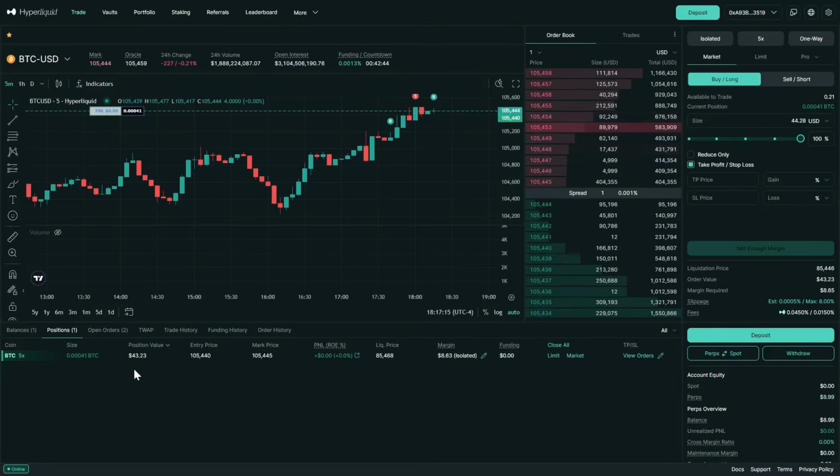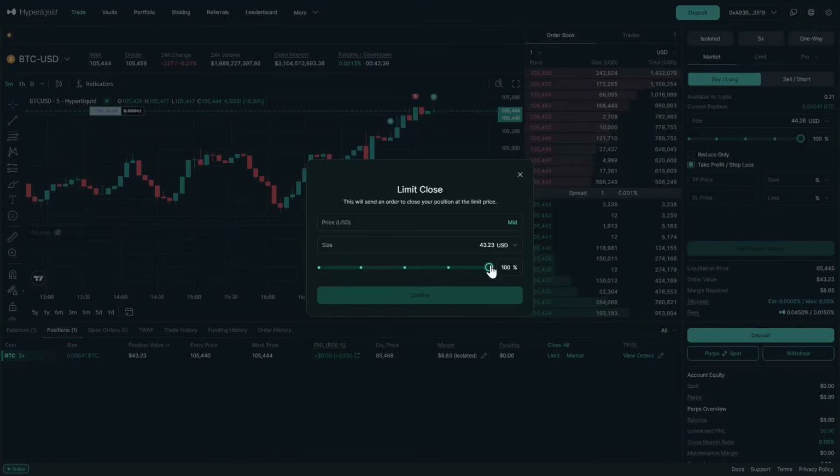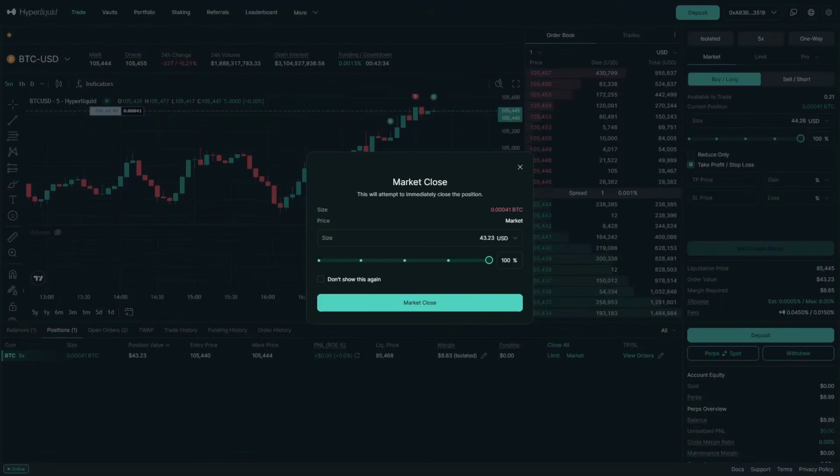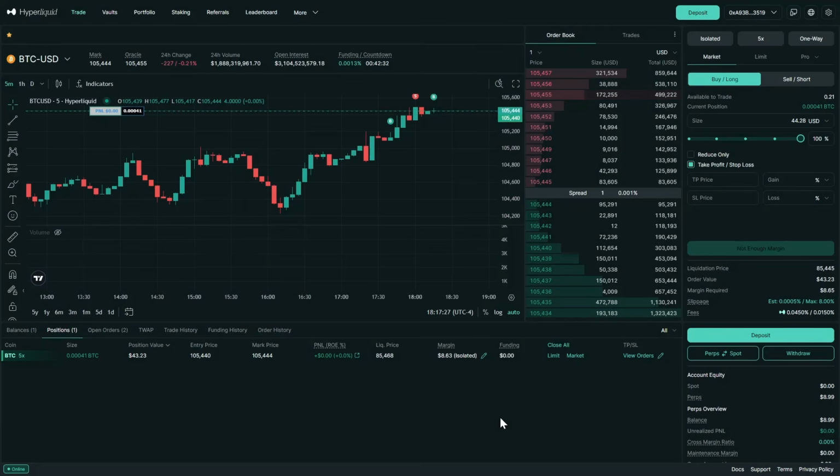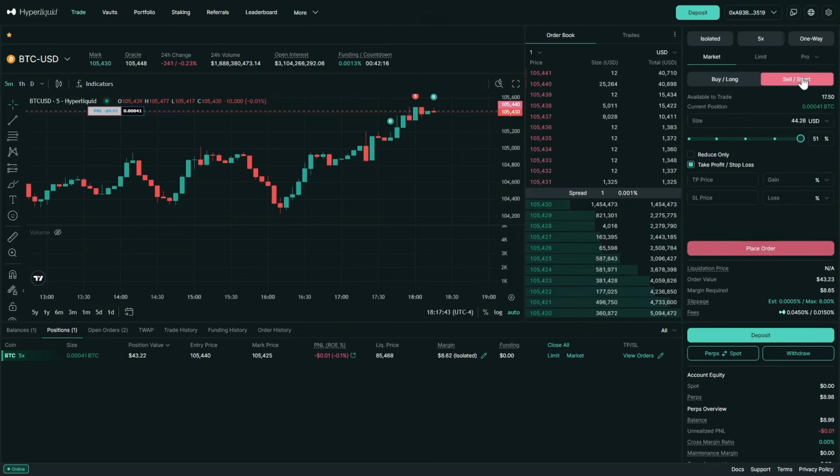So we could just do a simple close. We can close all at market or limit. All right, we can choose the percentage and the limit price we could sell at, as well for market, the same thing. So what I'm going to do here is I'm going to go to sell short, okay, and I'm going to press reduce only. So what reduce only is, it's a way for you to sell off portions of your position at certain price points. All right, so we can see here at 100%, it would sell my whole position. Okay, I don't want that.